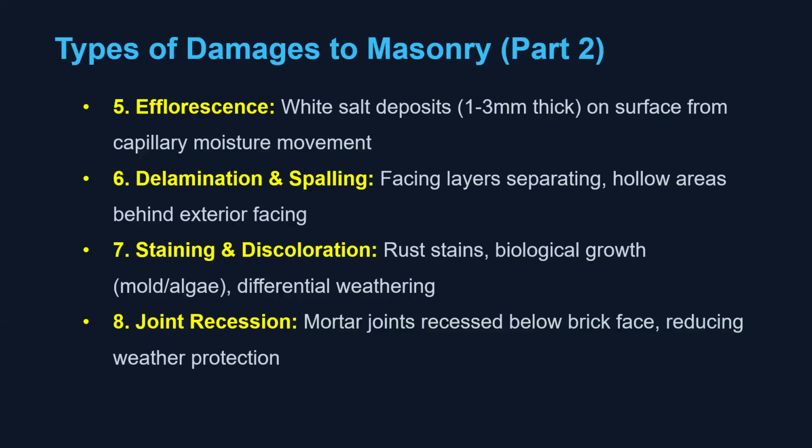Then another important negative point we notice in our structure is staining. This is also called discoloration. It is purely because of biological growth, rust stains, or differential weathering. Then another damage is joint recession. Mortar joints recede below the brick face, reducing weather protection.